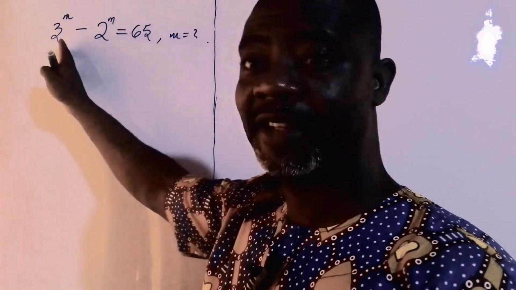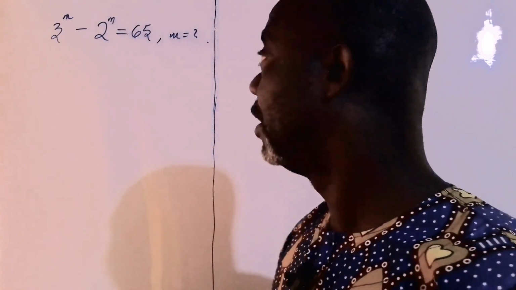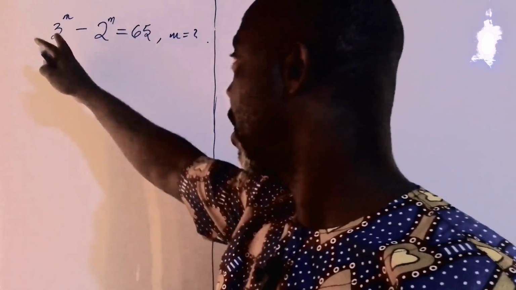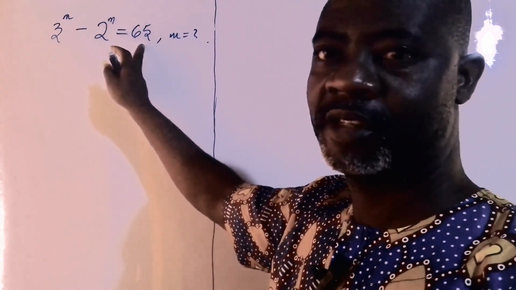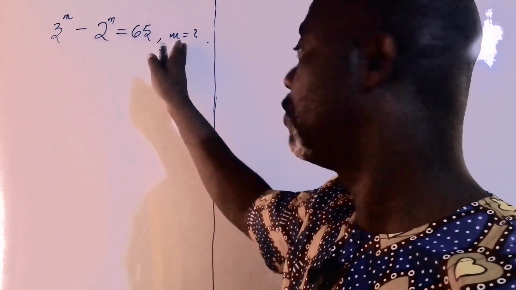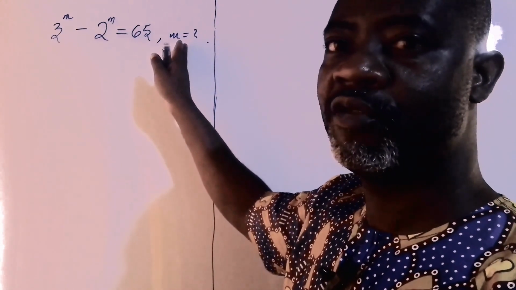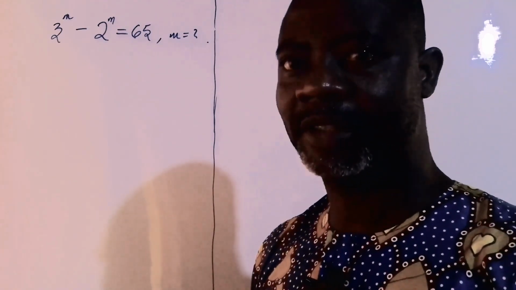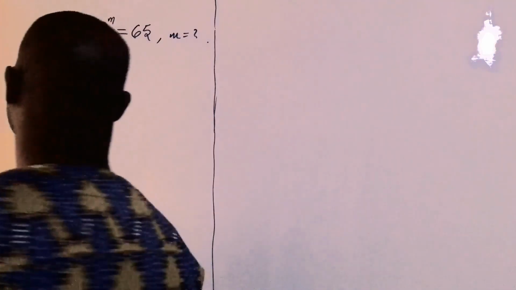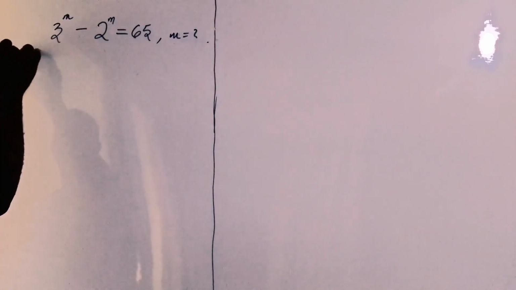Today we are going to be looking at this beautiful exponential challenge where we have 3 to the power of n minus 2 to the power of n is 65. The goal is to find the possible value of n. Alright, so we are going to get started right away. So we have the solution.